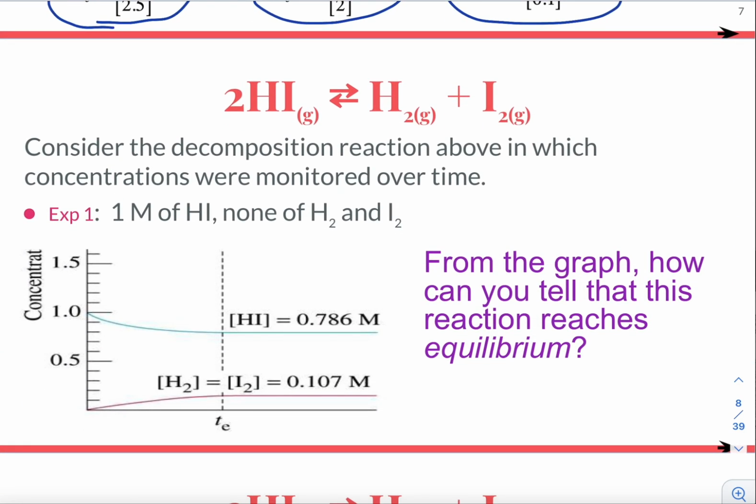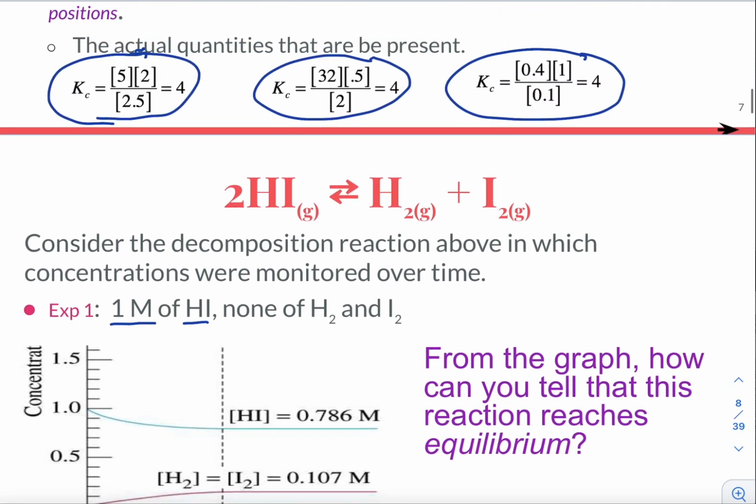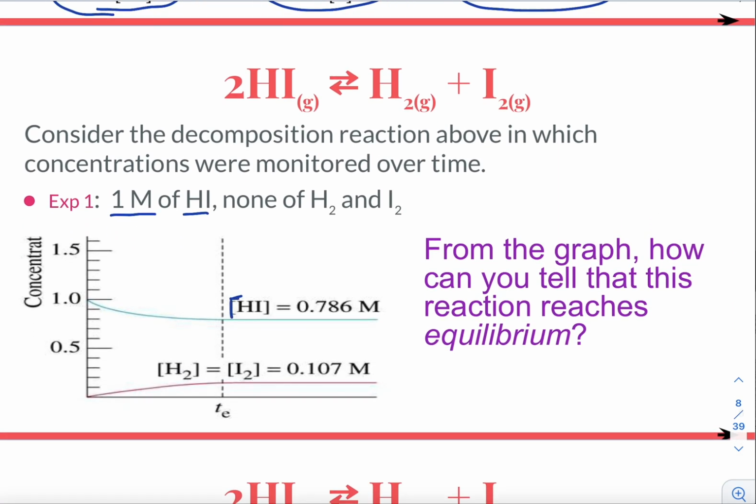So let's take a look at a reaction. Okay, we're going to do 4 different versions of this one reaction to kind of show you what it means. So in this first one, we are starting with 1 molar of HI. Okay, so that's the concentration of HI, and we'll talk about this later as well, but concentration is shown with brackets. Okay, so we start with 1 molar HI, and we have 0 H2 and I2. So this is what it will look like as it reacts.